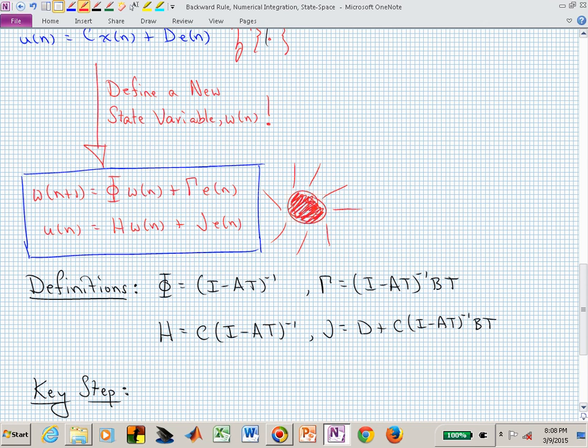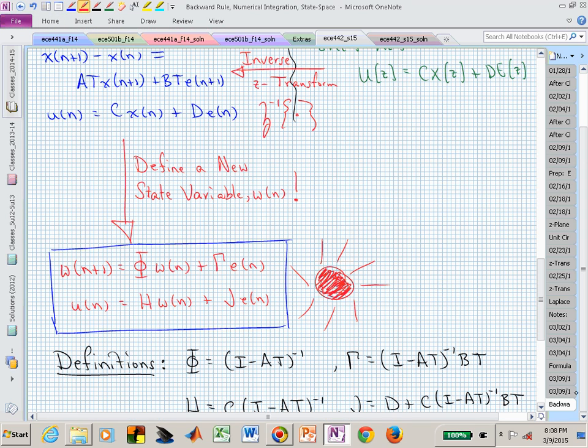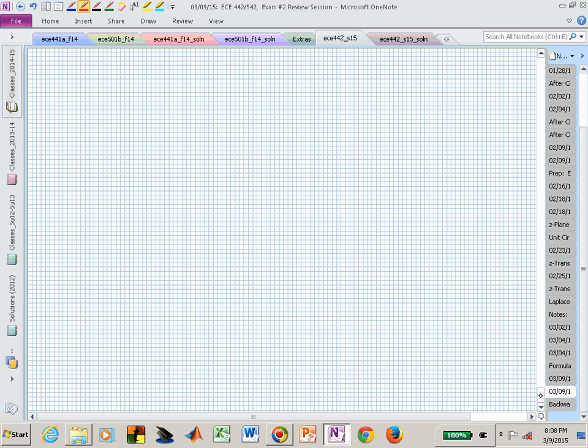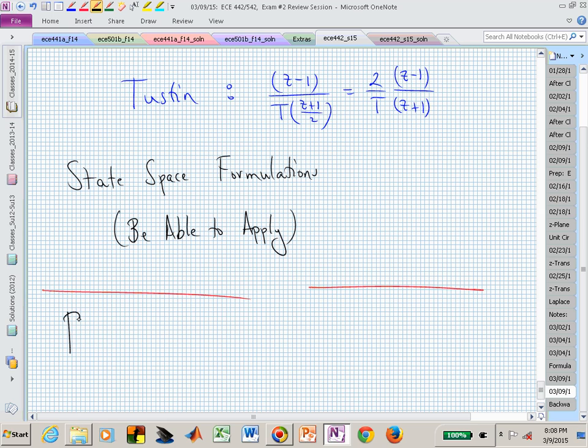Okay? So that's now one class of numerical integration, or I should say scenario number one with discrete equivalence. The last one that we talked about was pole zero mapping that you need to be comfortable with.